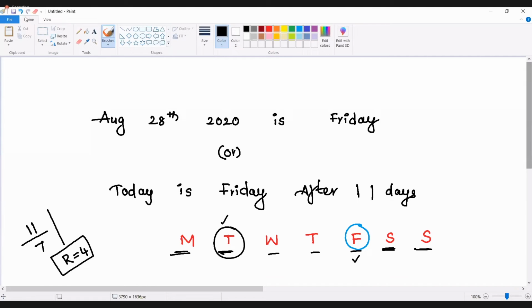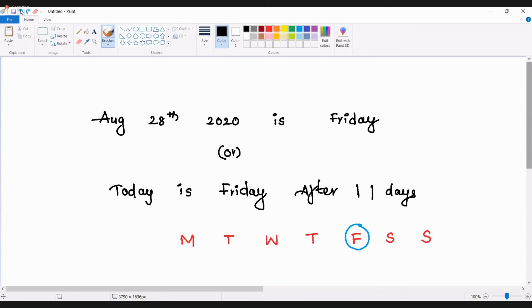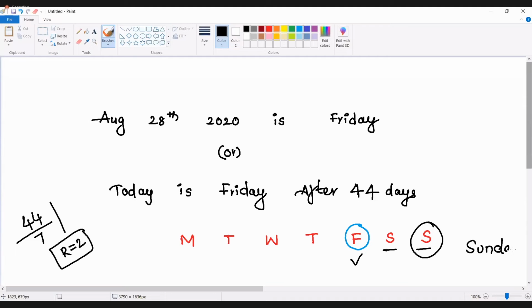The only point I am expecting you to understand is that when you have a huge number of days, you need not calculate everything. Just try to find out the number of odd days. If it is given as 44 days, you need not calculate 44 by 7; 7 sixes are 42, so we are left with a remainder of 2. So if it is 2 odd days, Friday is highlighted, then Saturday, Sunday. You can mark your answer choice as Sunday. Like this, the first type of question is given.